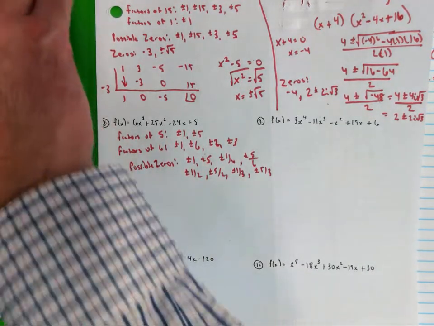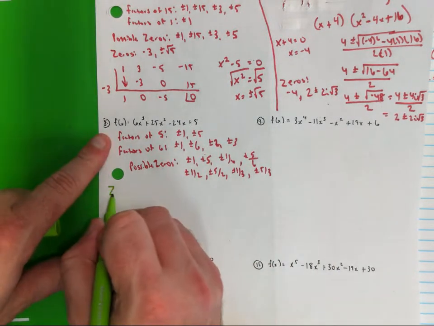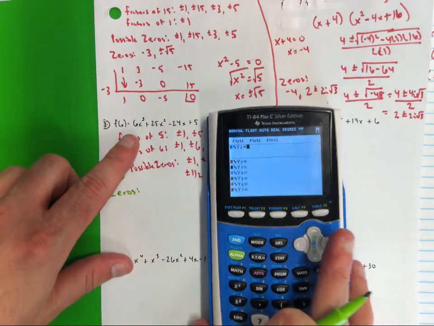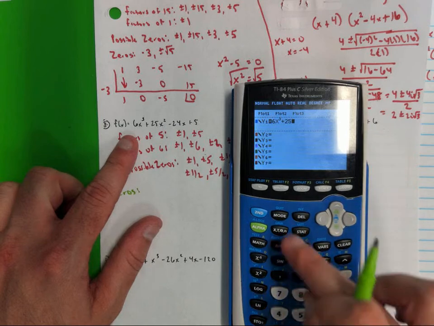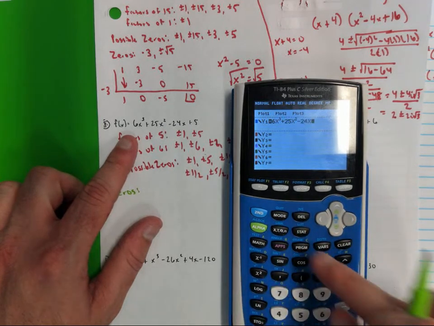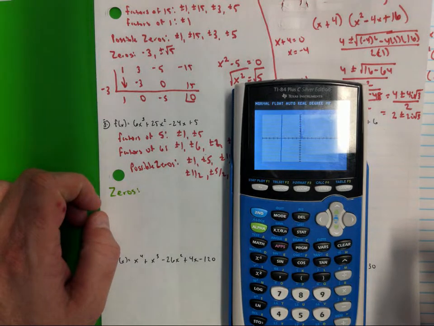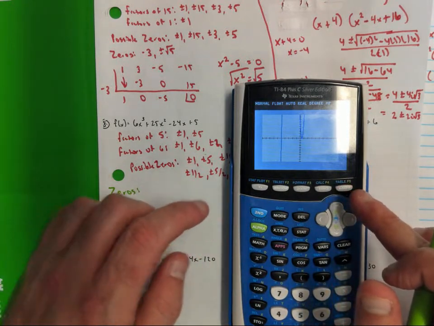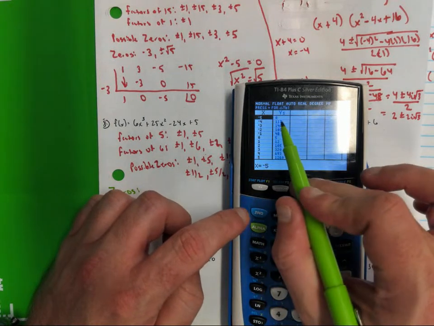All right, I'm going to make my zeros list. I'm going to graph this: 6x cubed plus 25x squared minus 24x plus 5. Okay, looks like it went through -5. I'm going to check my table just to make sure. I go up to -5, it does cross 0.